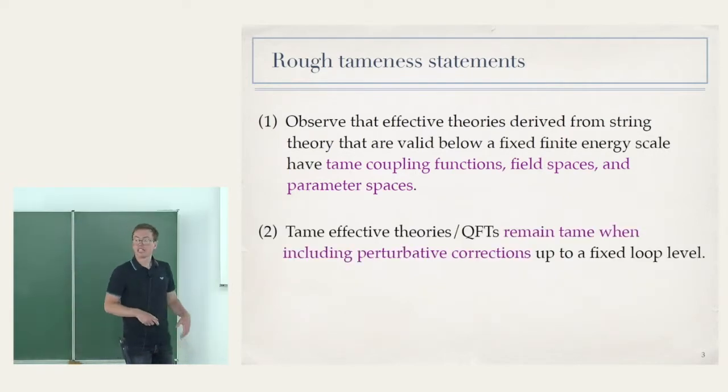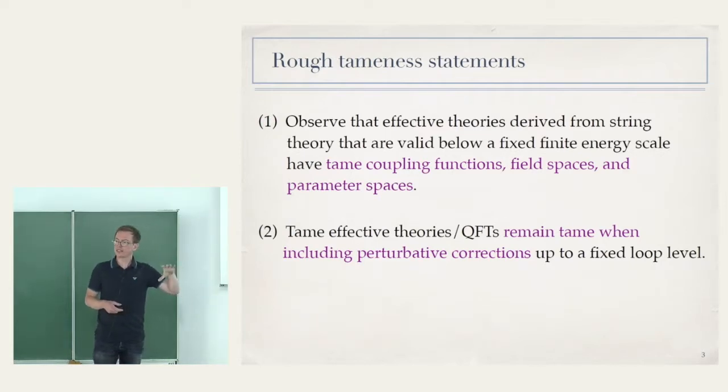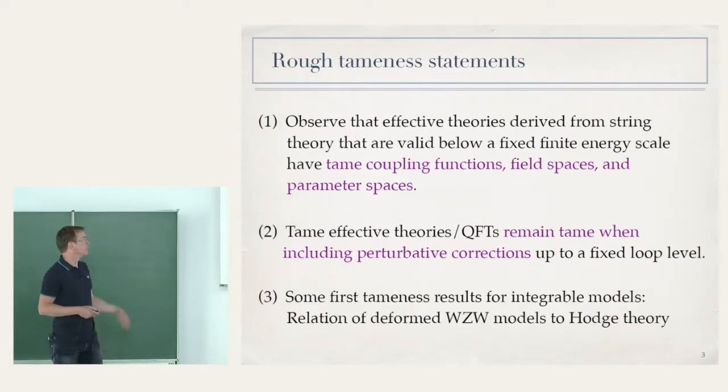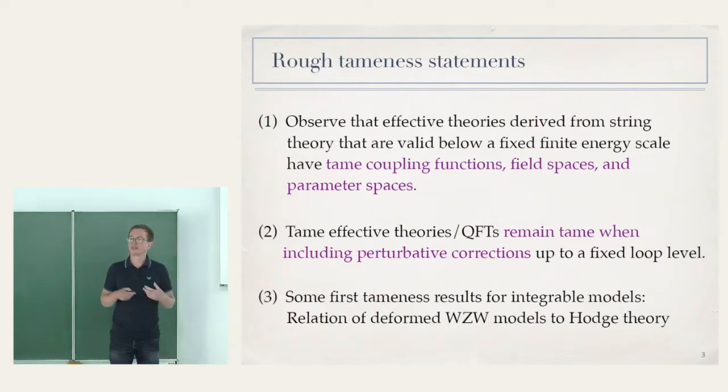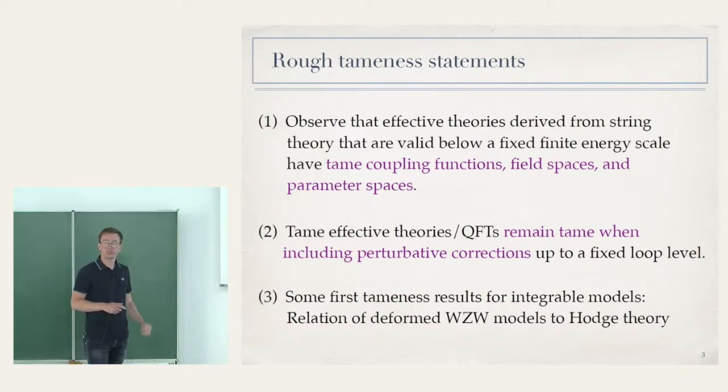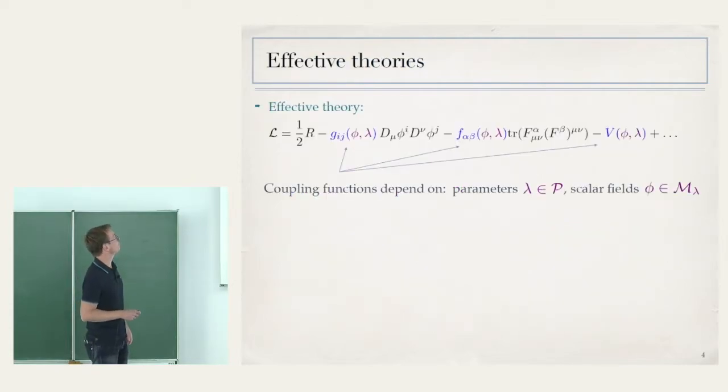Then, if you look at quantum field theories, and you compute arbitrary loop amplitudes at fixed loop order, then you find that these expressions are actually tame functions. They are not as wild as you can imagine from your analysis course, but rather tame. And thirdly, you also find some tameness results when you look into integrable models. In our recent work, we connected some specific integrable model with Hodge theory. And as we will see, tameness is all over the place in Hodge theory. So tameness also appears in integrable models in an intriguing way.